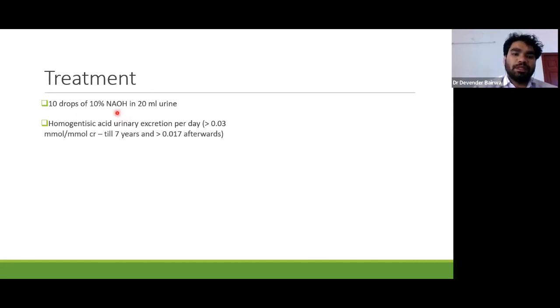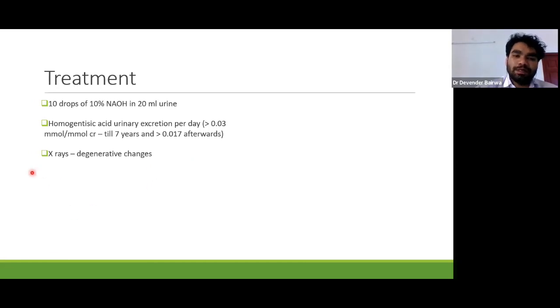10 drops of 10% sodium hydroxide in 20 ml of urine. This is the standard protocol that is being used. Then we can look for the presence and rate of excretion of homogentisic acid. It is generally 0.03 millimole per millimole of creatinine till 7 years of age, and after that it becomes more than 0.017 millimole per millimole of creatinine.